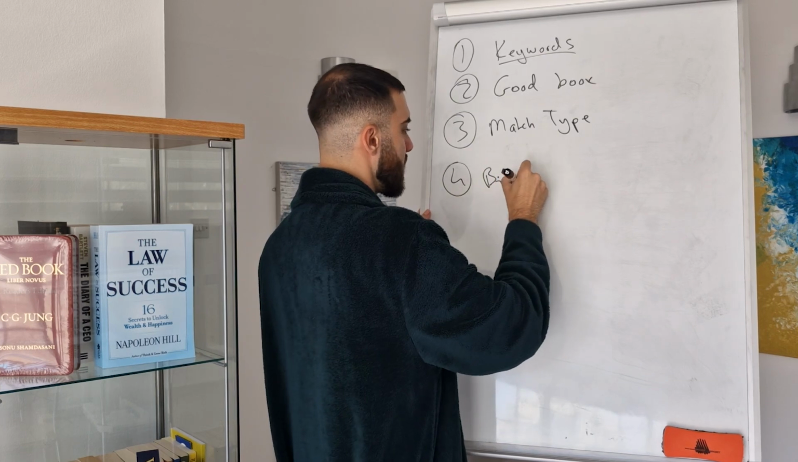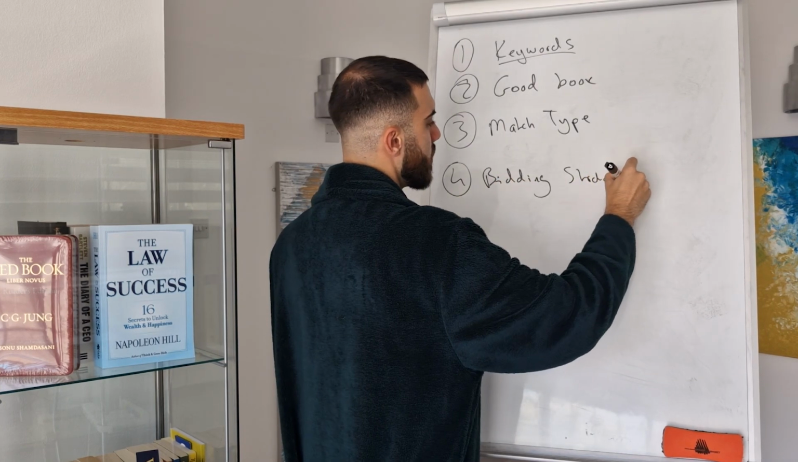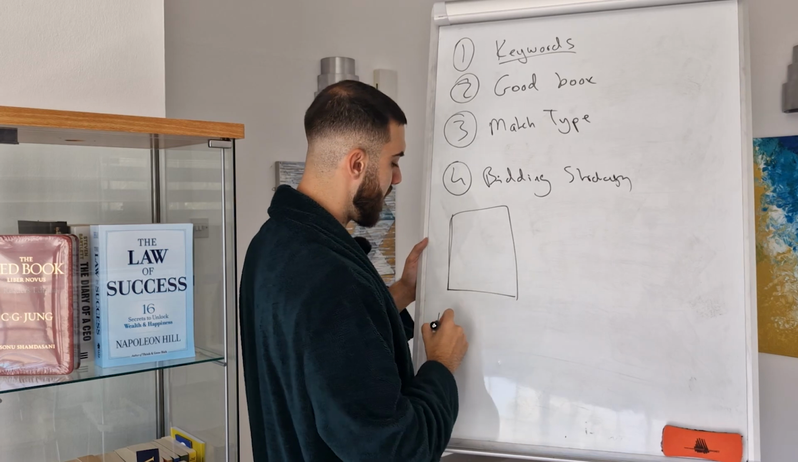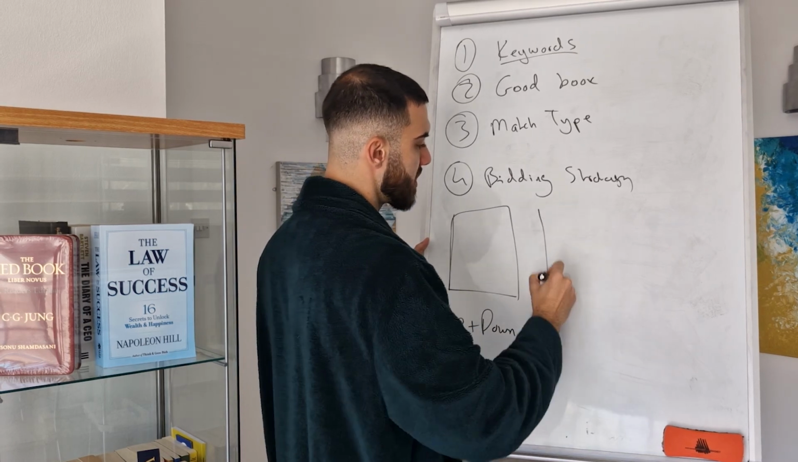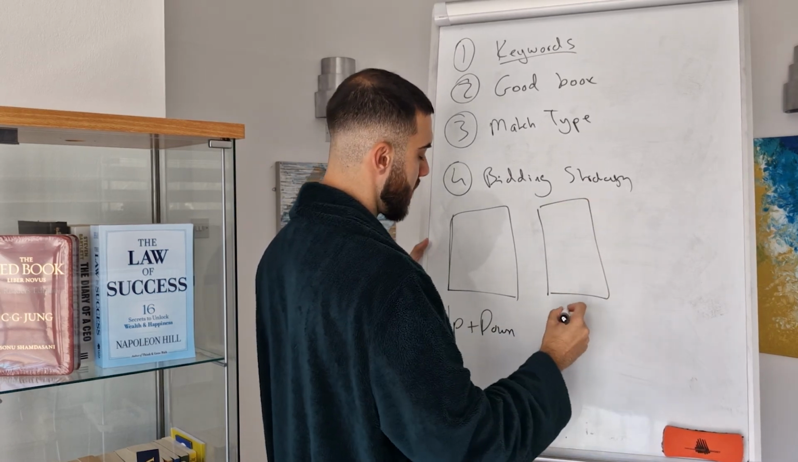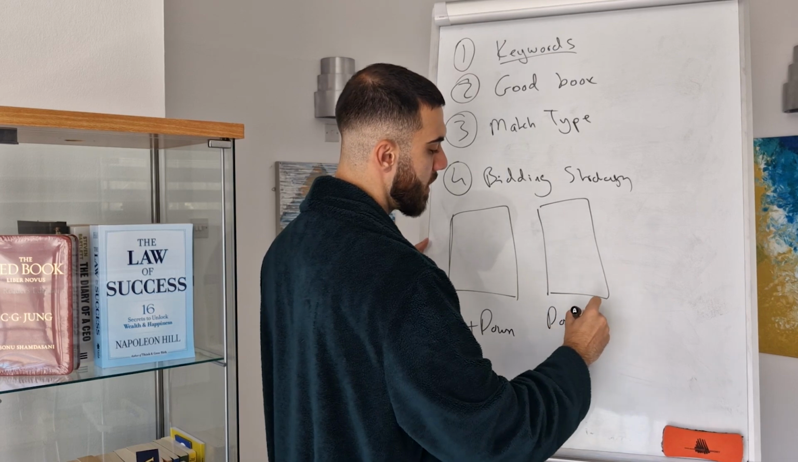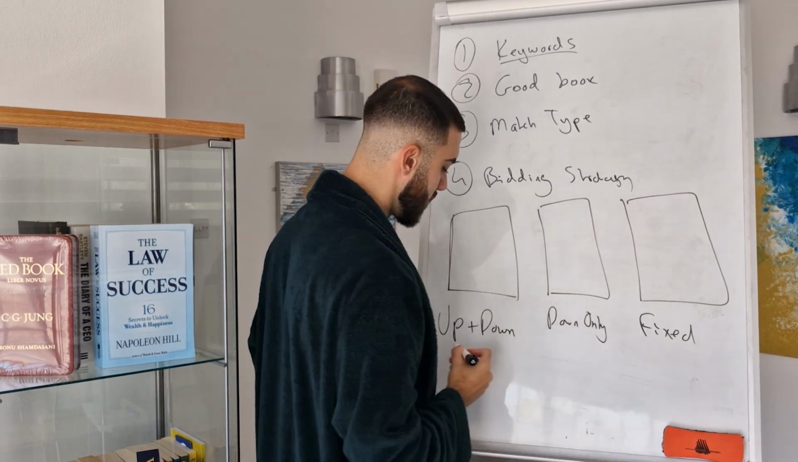But your bidding strategy, which bidding strategy are you going to use? Well, you have 3 options. You have up and down. I'm going to show you what these mean. Let me just draw everything and then I'll show you what everything means. You have down only, and then you have fixed bids. So what's up and down?